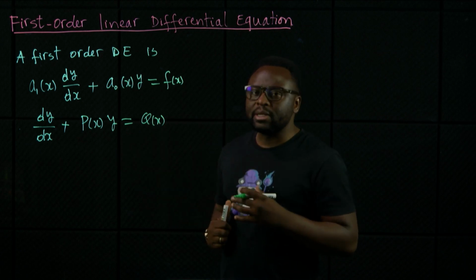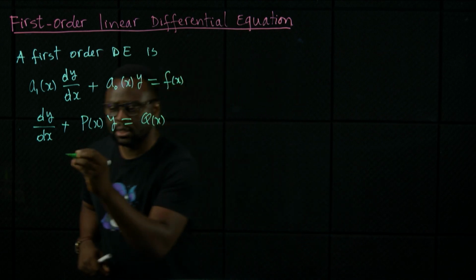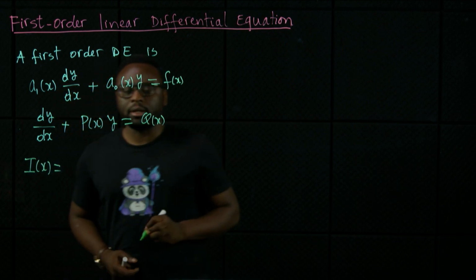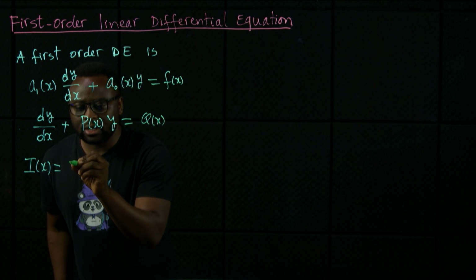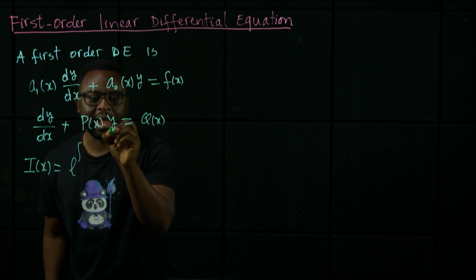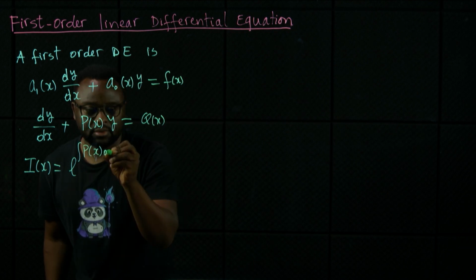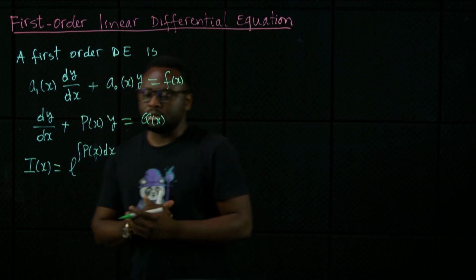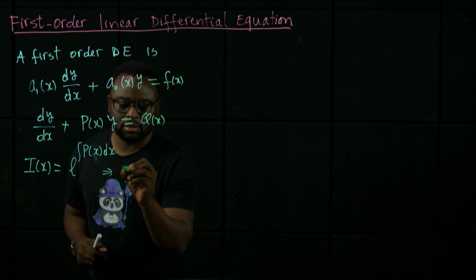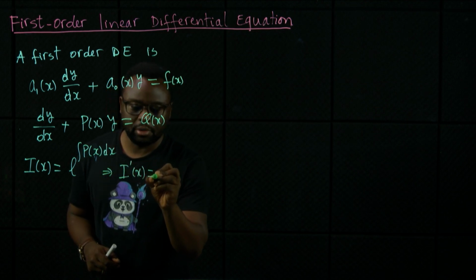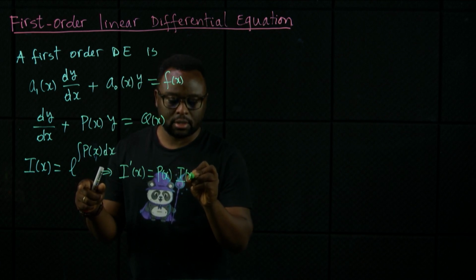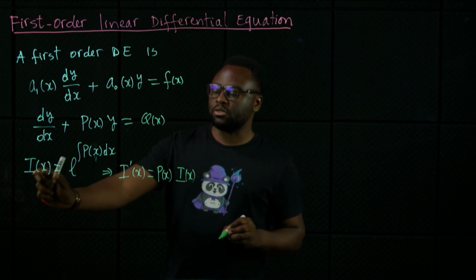The integrating factor here, I of x, is defined as the exponential of the integral of the coefficient carried by y. This is p of x dx. If we differentiate this integrating factor, we have the following: I prime of x will be p of x times I of x. This is the first derivative of this.